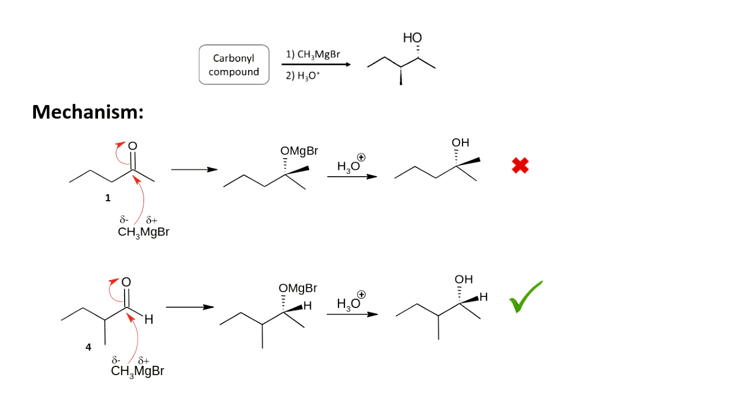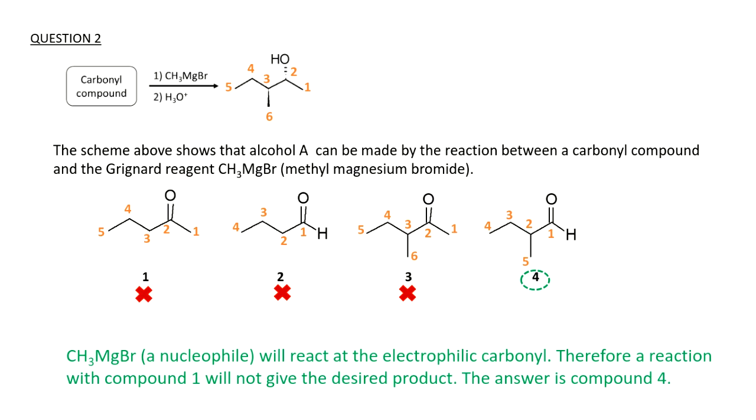If we use, however, the aldehyde, which is number 4, again, same reaction mechanism, the methyl group from the Grignard reagent acts as our nucleophile, will attack the carbonyl, the CO bond breaks, then we have protonation of the oxygen, and we end up with our hydroxyl group. So this will give us the correct alcohol. So from the question, we can eliminate 1, 2, and 3, and so the correct answer would be number 4.